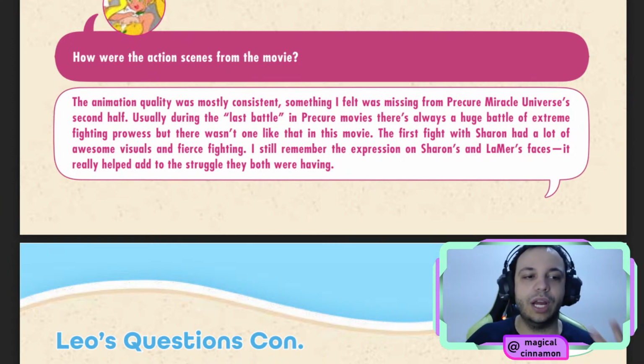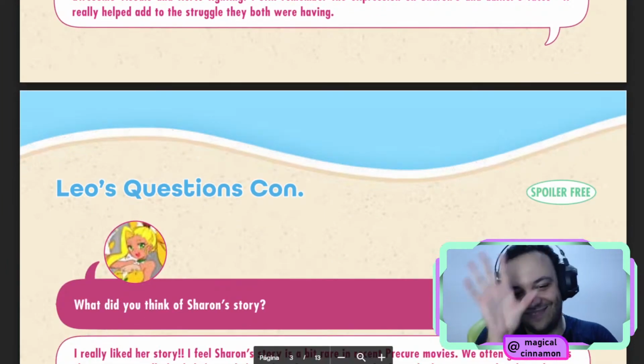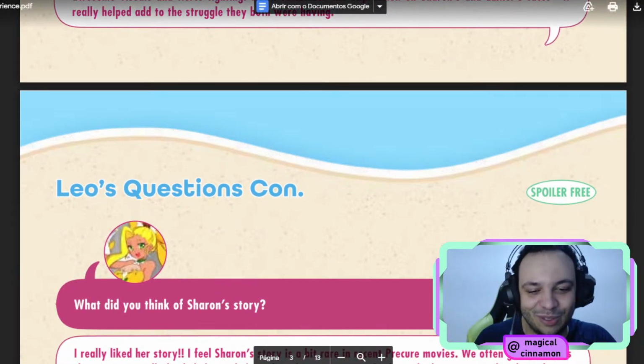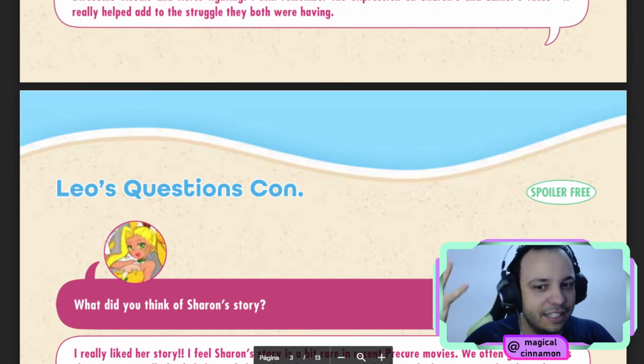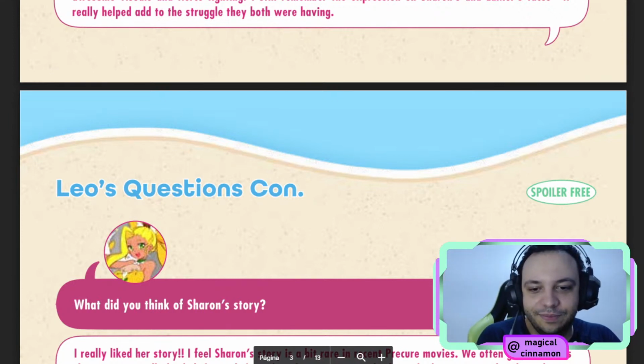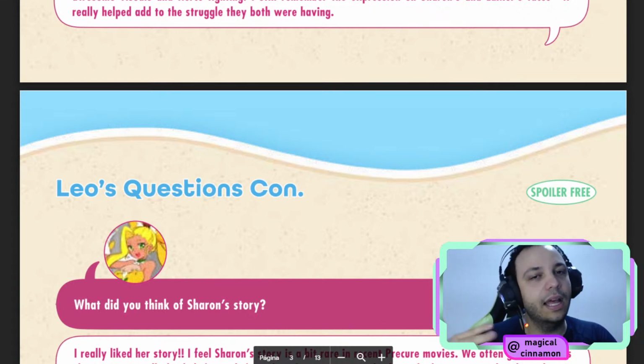The first fight with Sharon had a lot of awesome visuals and fierce fighting. I still remember the expression on Sharon's and Lemaire's faces. It really helped add to the struggle they both were having. This makes me super hyper for more, because I feel like we as a fandom can agree that fights in PreCure movies are amazing. They're always a high point.